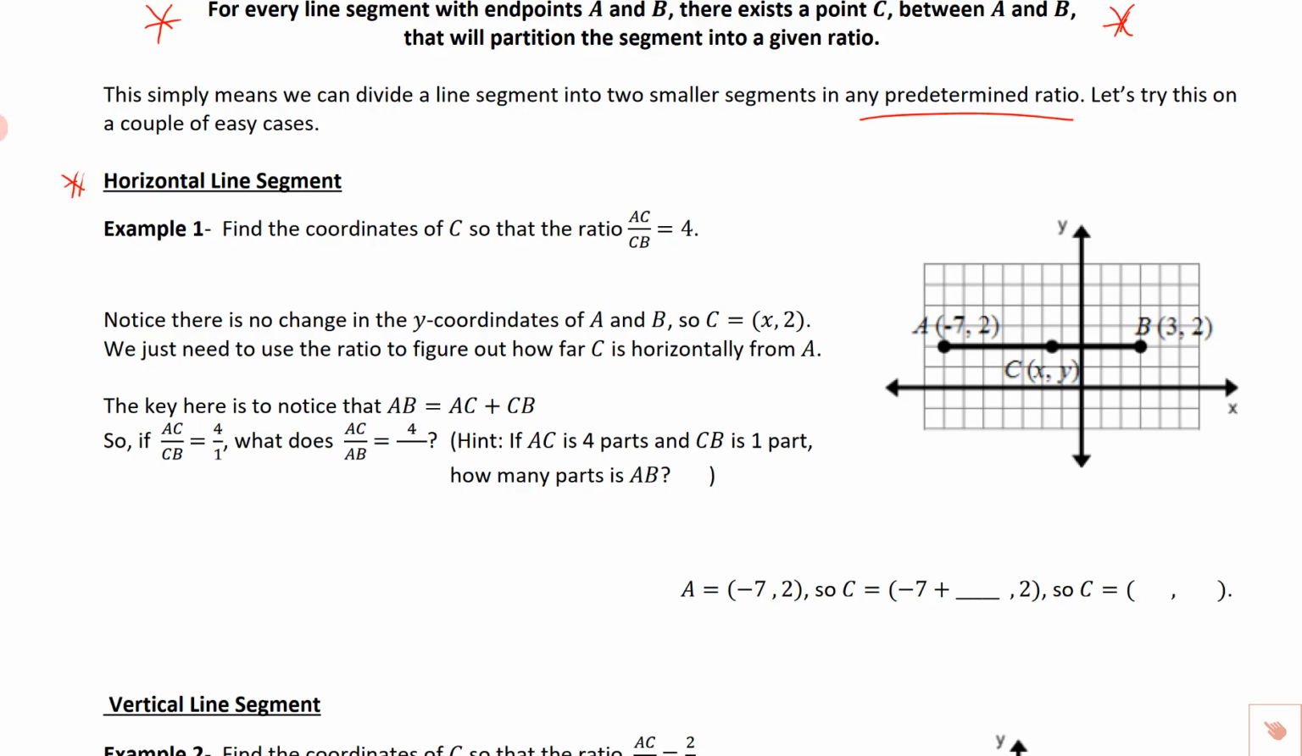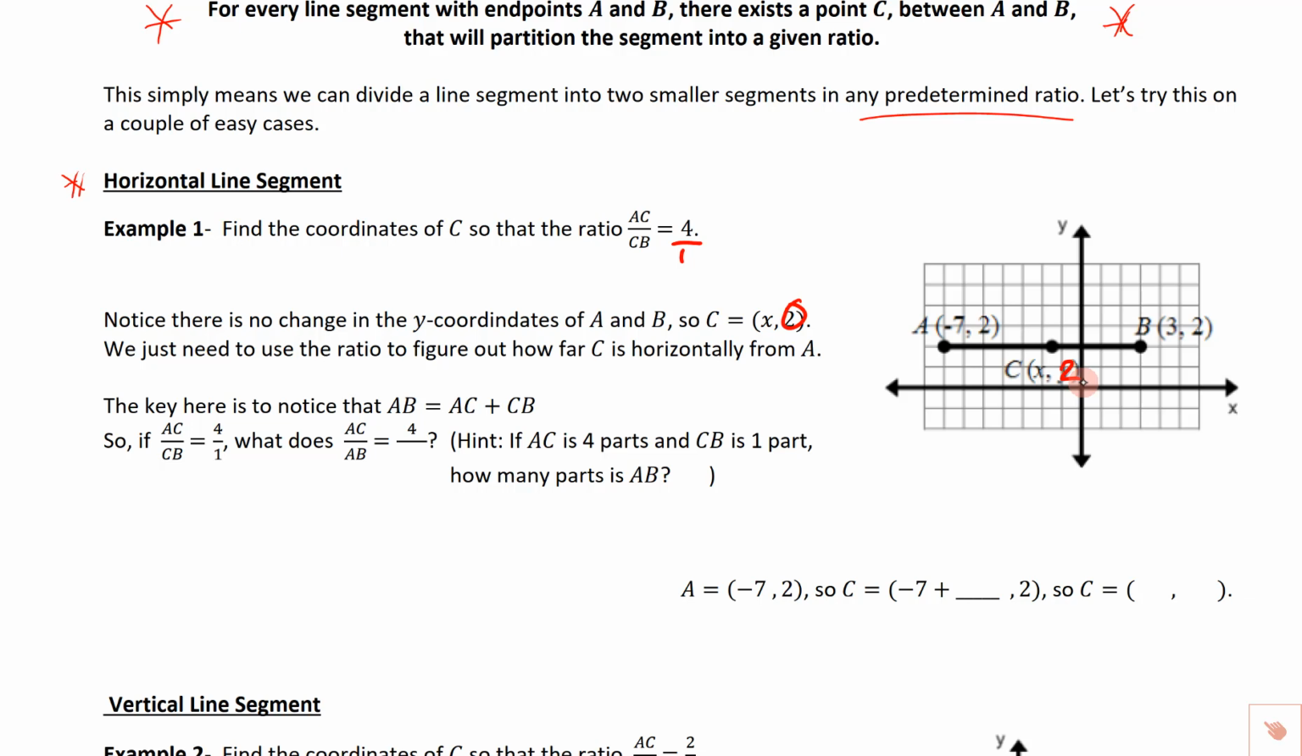So here's the deal. For this problem, it says find the coordinates of C so that the ratio of AC to CB is 4. Now, if that's a ratio, let's put that over 1. So let's come over and take a look at this right here. And notice that because this is a horizontal line, no matter where we slide C anywhere in between there, it stays on the horizontal line. It's the same distance above the x-axis. So the y-coordinate's going to be the same. So this is going to be a 2.